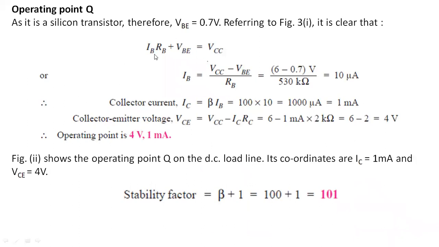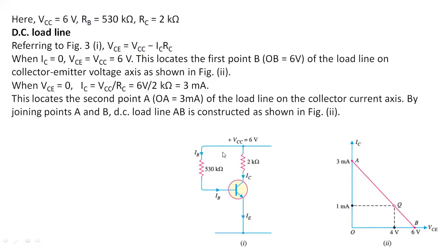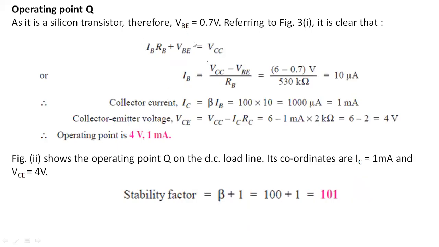The equation becomes VCC equals IB RB plus VBE. We are aware that the value of VBE is 0.7, the threshold voltage. We put that value and calculate the value of IB. So IB equals VCC minus VBE upon RB, which is 6 minus 0.7 upon the value of RB, and we get the value of IB.